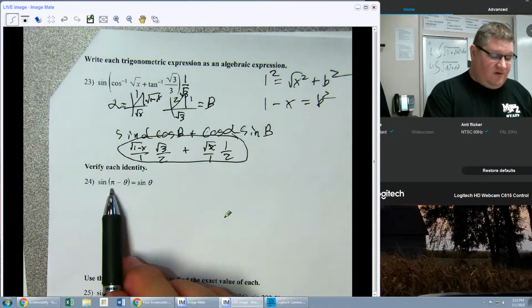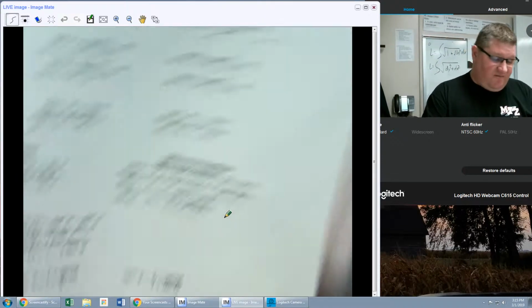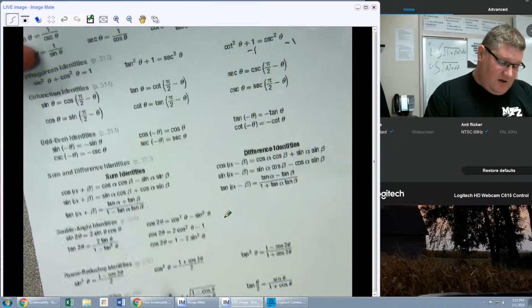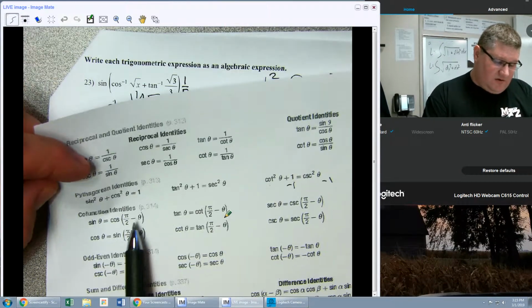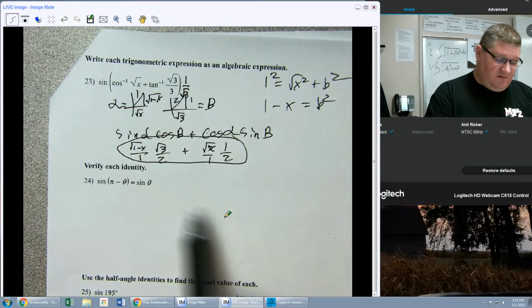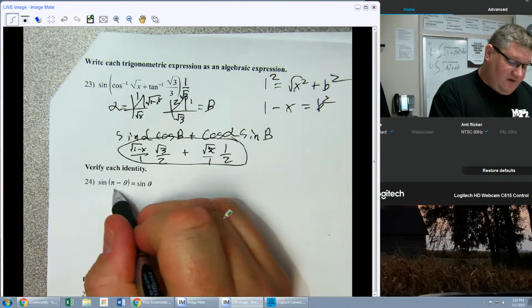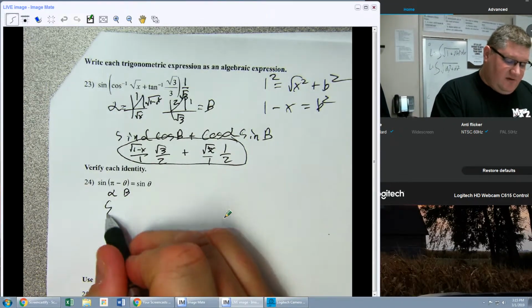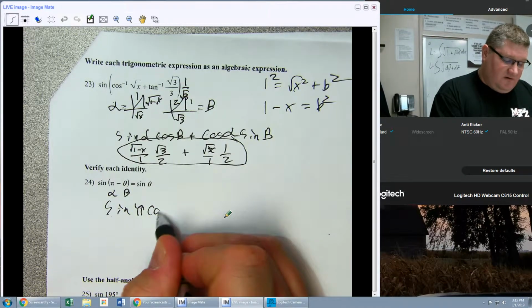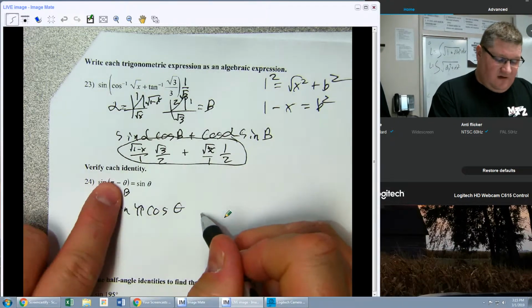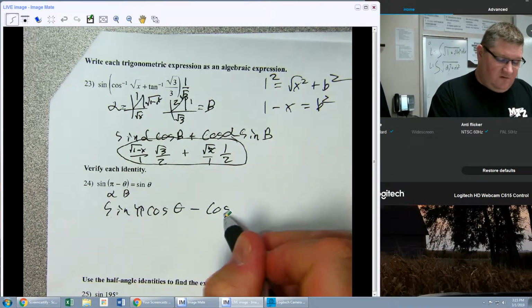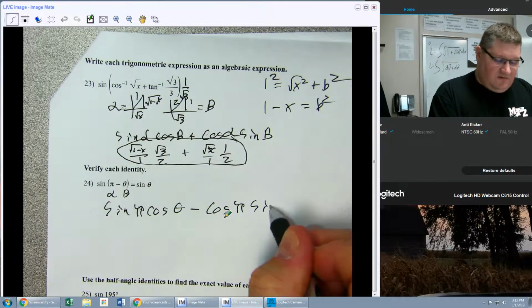Okay, now in this case, like, ooh, that's a half angle. That's a half angle. Or a cofunction. No, it's not. That's pi over 2. That's pi. So in this case, I have alpha and I have beta. Sine pi cosine theta. Since that's minus, this is minus cosine pi sine theta.